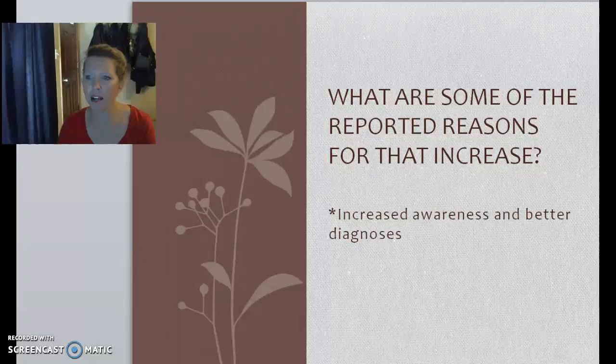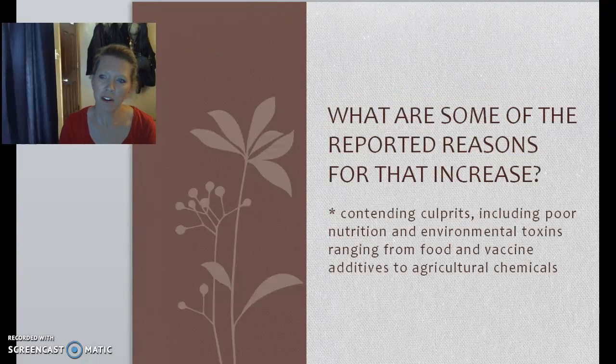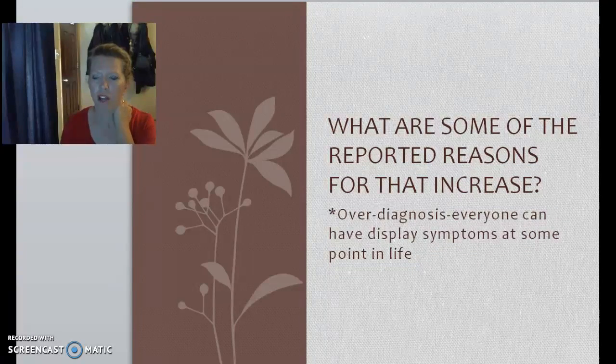What are some of the reported reasons for this increase? Well, mostly we now have an increased awareness and better diagnoses for ADHD. But there are other reported reasons, contending culprits, which include poor nutrition and environmental toxins that can range from your food, the vaccines that we get, and agricultural chemicals. Another reason that's reported is possibly overdiagnosing symptoms. Some people feel that we overdiagnose too quickly. There are certain times in our lives that many of us show symptoms that we're going to talk about later on. So some people believe that we overdiagnose.